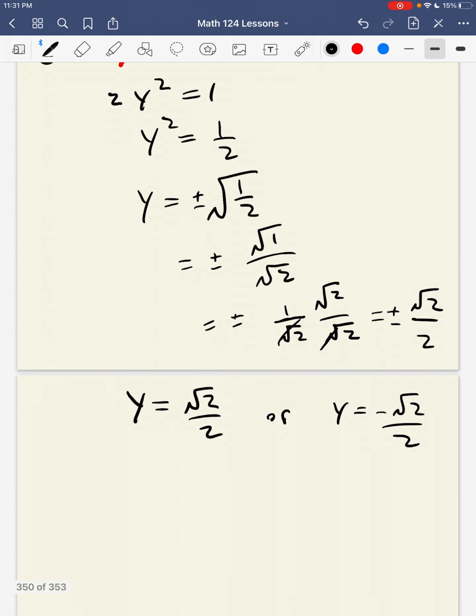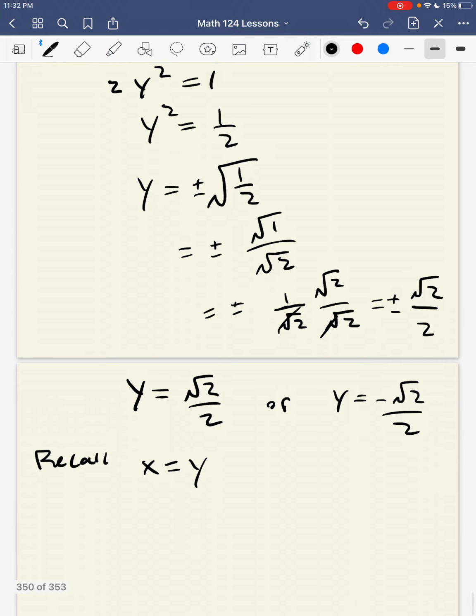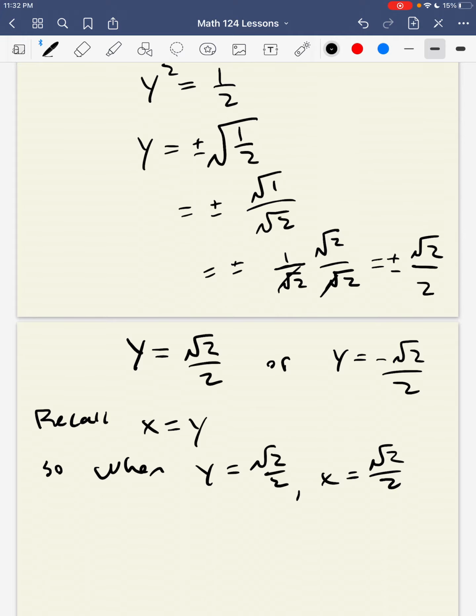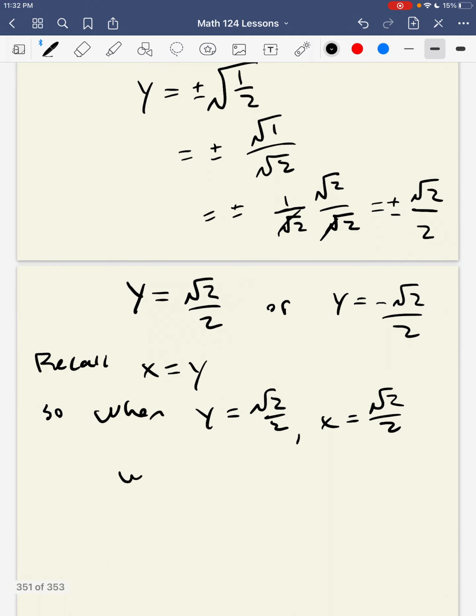Now recall equation 2: x equals y. So when y equals the positive root 2 over 2, x will also equal positive root 2 over 2, because in the system x equals y. When y equals negative root 2 over 2, x also equals negative root 2 over 2.